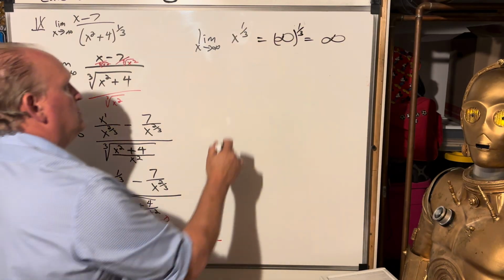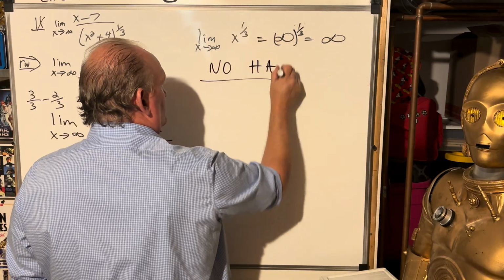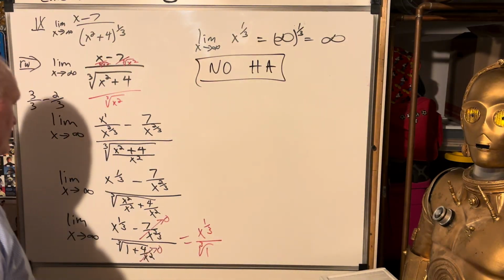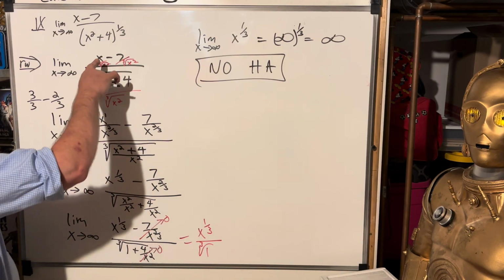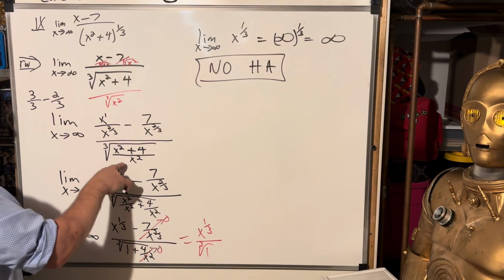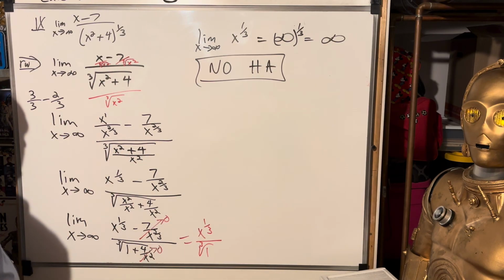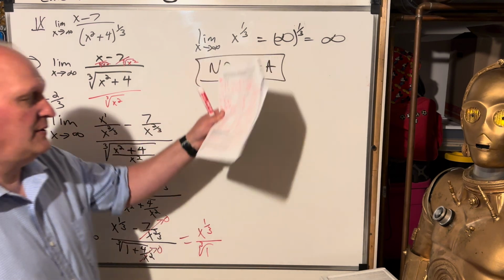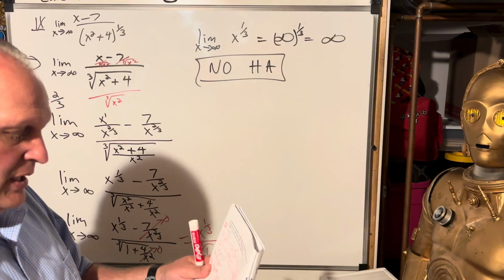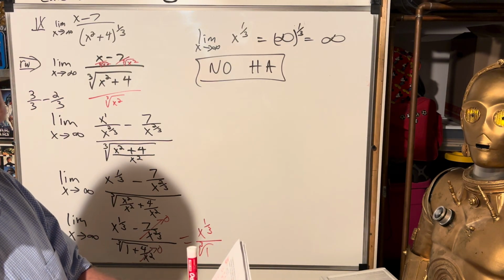So that means there is no horizontal asymptote. So again, basically at the end of the day, the bottom is 2/3 and the top is 1. 1 is bigger than 2/3. And so it's going to end up going to infinity. All right, let's look at the last one.